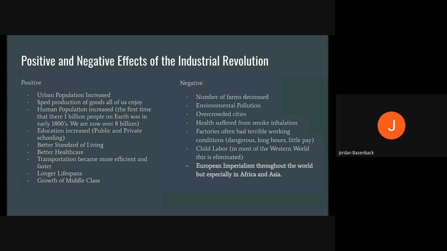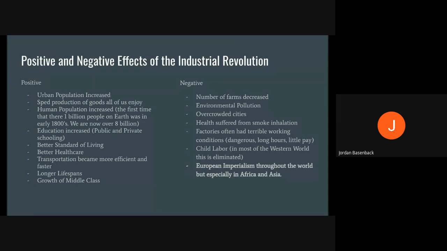And then last but certainly not least, something that we're going to be focusing on throughout this unit is the idea that European imperialism also expanded throughout the world, but especially in Africa and Asia as well.